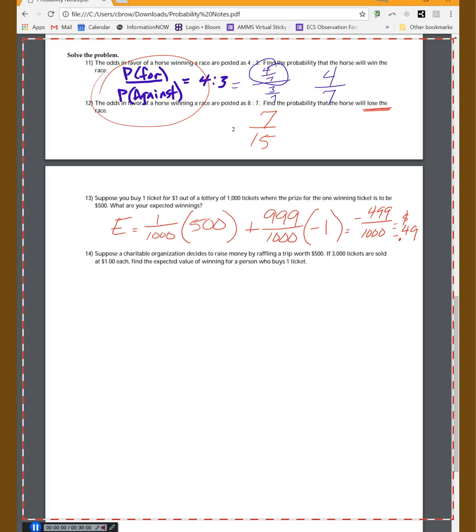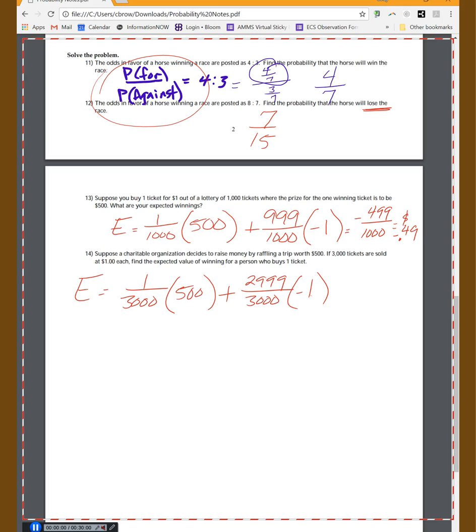Okay, looking at this next one, it is structured basically the same. Suppose a charitable organization decides to raise money by raffling a trip worth $500. If 3,000 tickets are sold at $1 each, find an expected value of winning for a person who buys one ticket. So again, probability of winning: 1 out of 3,000. There's a 1 in 3,000 chance I'm going to win the trip worth $500. But then there's a 2,999 out of 3,000 chance I'm going to be out $1. Now that of course would change if these raffle tickets were $5, that would be a -5. Again, that negative denotes that money went out, that we didn't keep it.